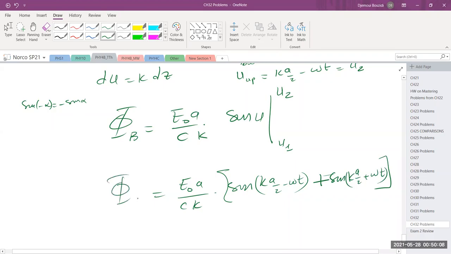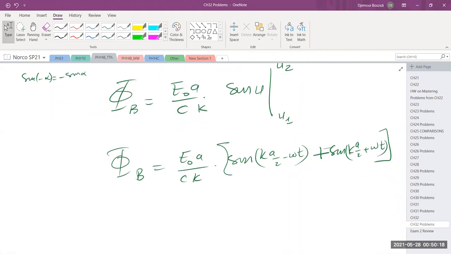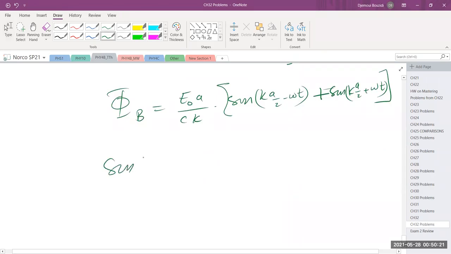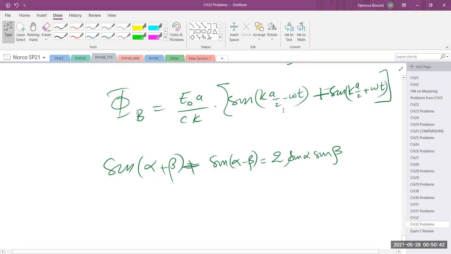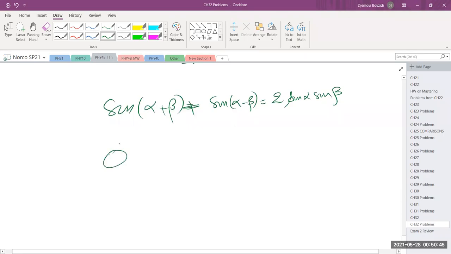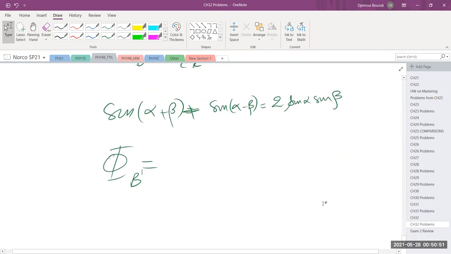But they said something in their problem. They said, hint, the identity of sine of two angles, alpha plus beta, is equal to, according to this formula, plus, I'm sorry, sine of alpha minus beta is equal to actually 2 times sine of alpha, sine of beta. Now, alpha is KA over 2, and beta is just omega t. So all I have to do is just replace those things, and I am done. I have found the magnetic flux. There is a 2, first of all, that comes in here. So I need to multiply everybody by 2 in here.